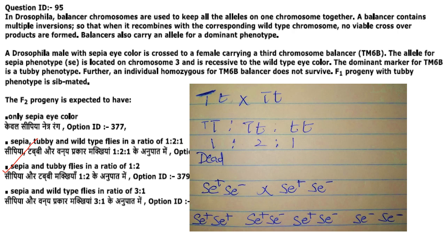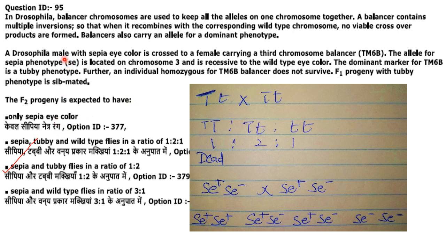Now a Drosophila male with sepia eye color is crossed to a female carrying a third chromosome balancer. The allele for sepia phenotype is located on chromosome 3 and is recessive to the wild type eye color. The dominant marker for TM6B is a tubby phenotype. Further, an individual homozygous for TM6B balancer does not survive. F1 progeny with the tubby phenotype is selfed. The F2 progeny is expected to have.